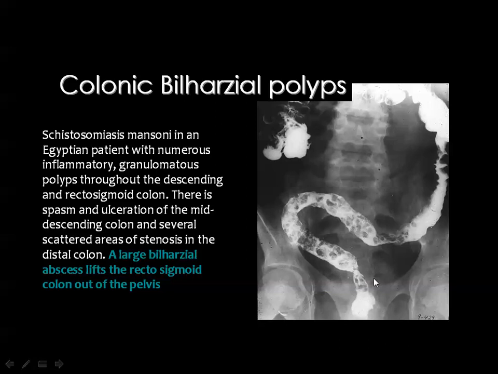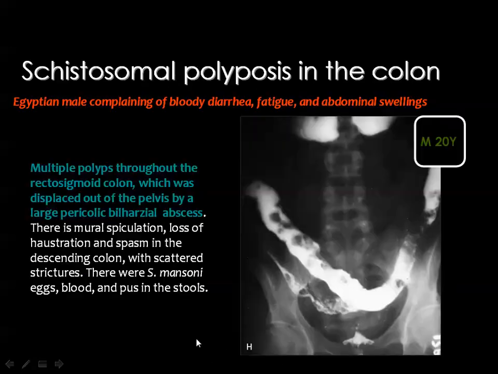And you see here, this is the sigmoid colon, where you can see multiple filling defects representing polyps, and the positive history of bilharziasis is very important. And you also see that the sigmoid colon is displaced outside of the pelvis because of the common finding of the presence of an abscess in the pelvis displacing the sigmoid colon. This is another case. And you see multiple small polyps in the region of the sigmoid. The sigmoid colon is elevated outside the pelvis by a large pericolic bilharzial abscess.